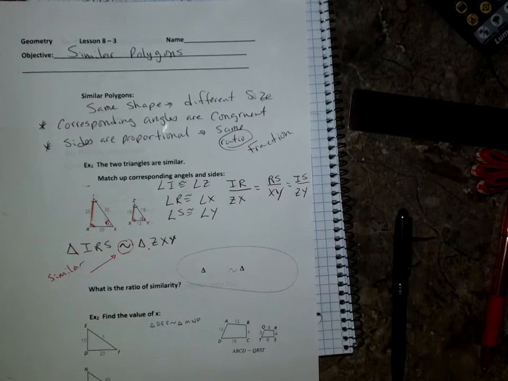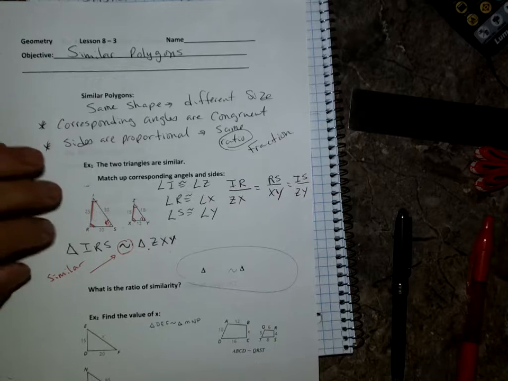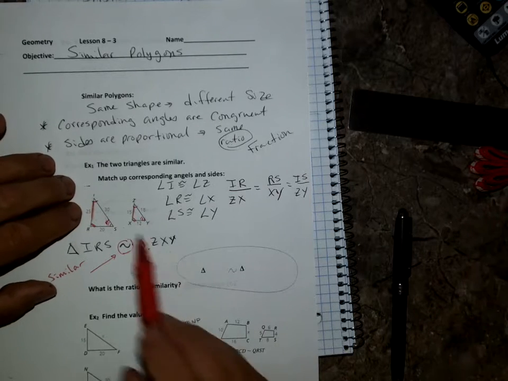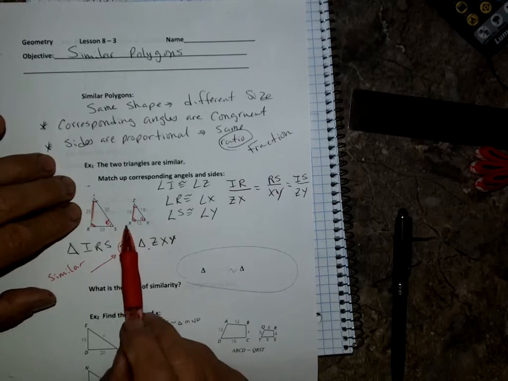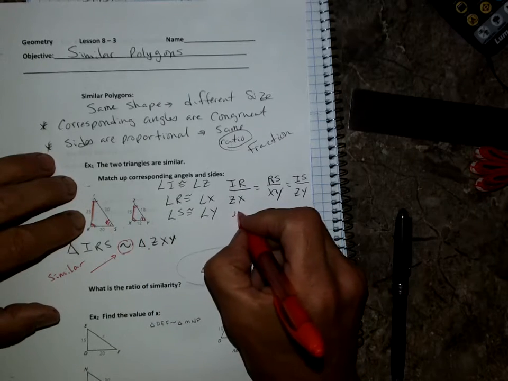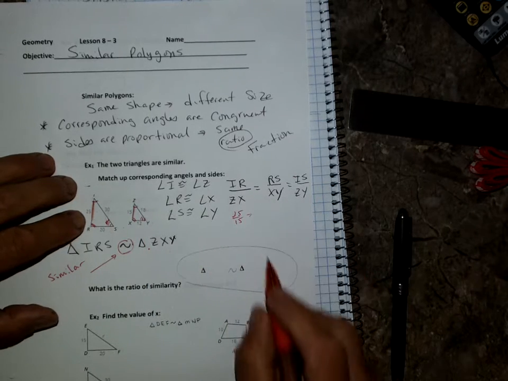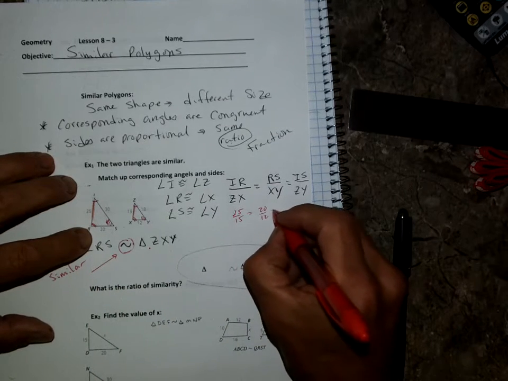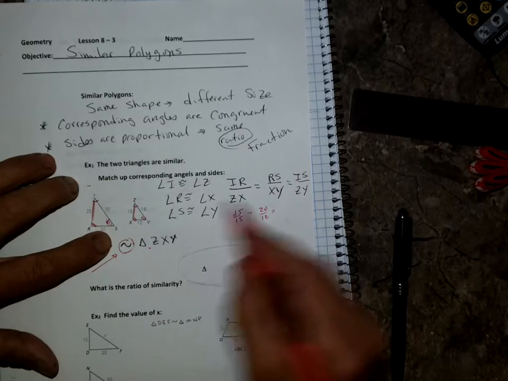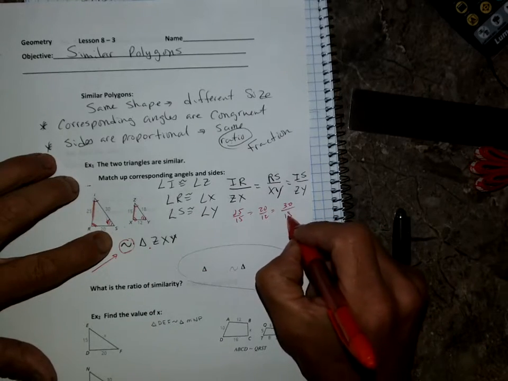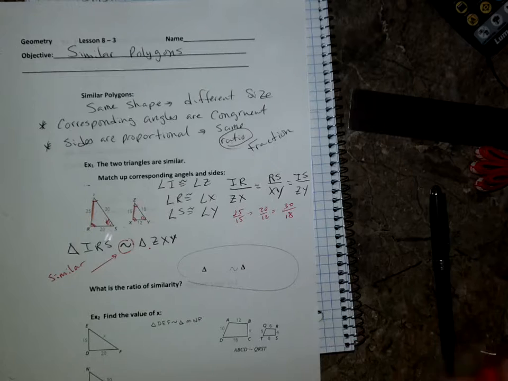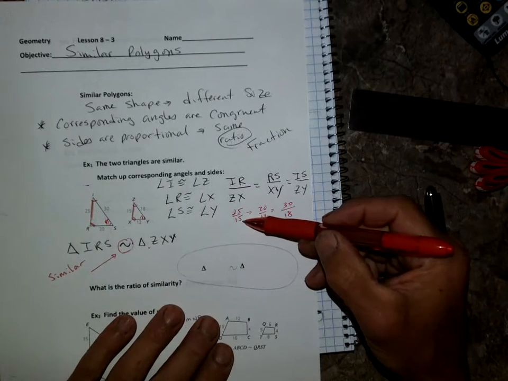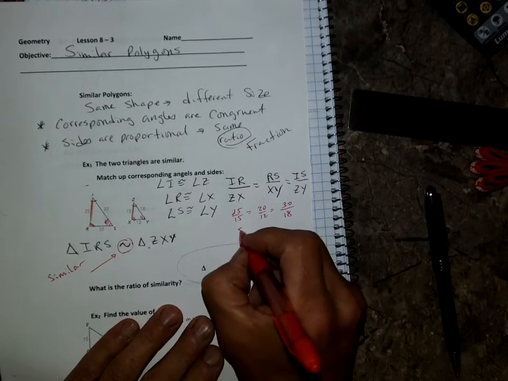Now let's check it out. If that's true, I've got some numbers here. Their ratios should all be the same. So if the ratios are all the same, let's check it out. My ratios are 25 to 15, which should be equal to 20 to 12, which should be equal to 30 to 18. So if I reduce this by 5, I get 5 thirds.